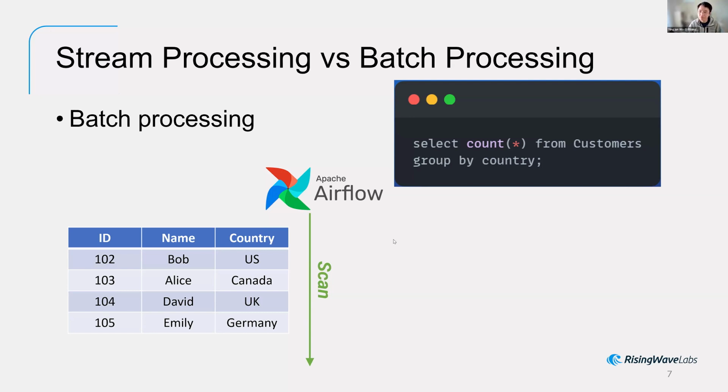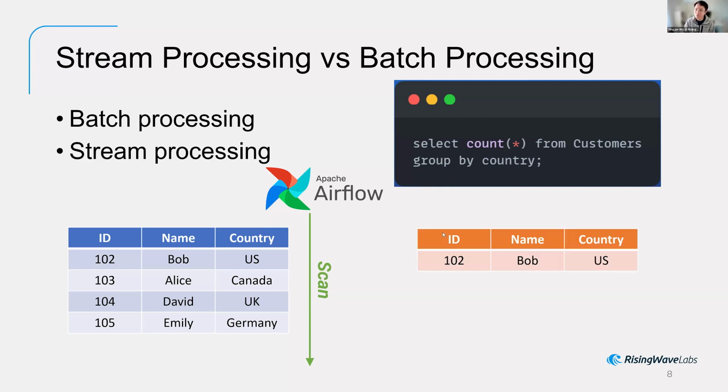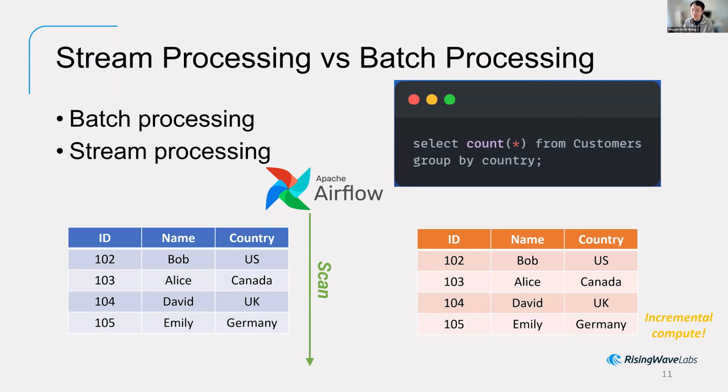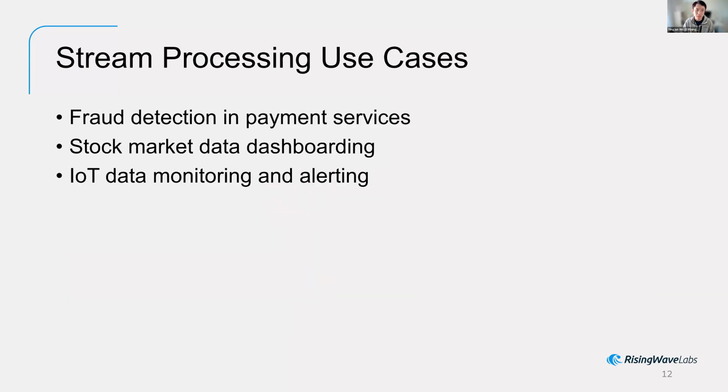But stream processing is totally different in that it's like event-driven computation. Basically, every time a new event comes in, you do the computation, right? Let's say that Alice, the row ID 1103, comes in, you update the results, right? And then a new tuple comes in, you update the result. Basically, that's stream processing. So you can see the huge difference in the computation model between batch processing and stream processing.